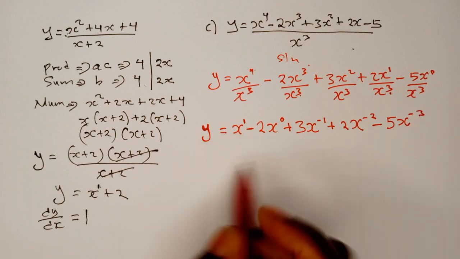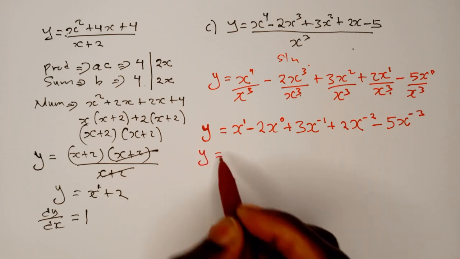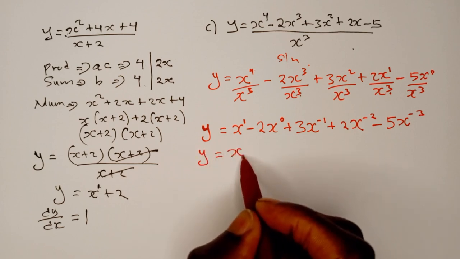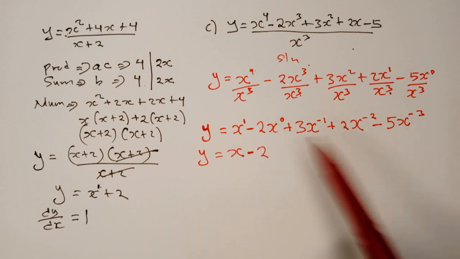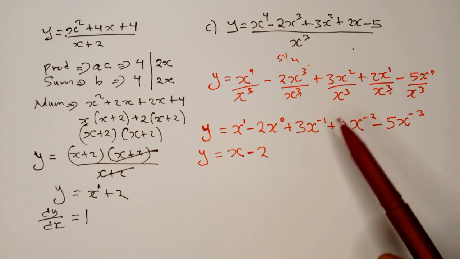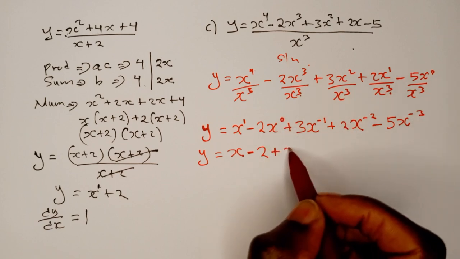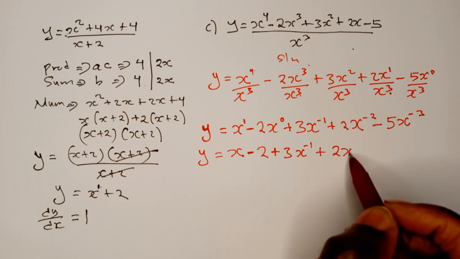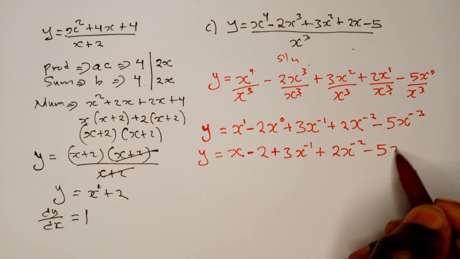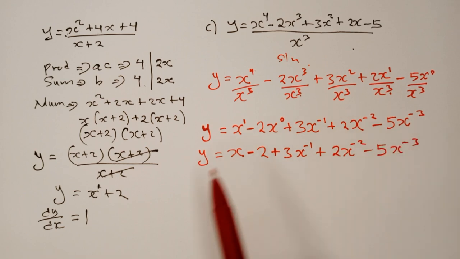So if I write it now in a proper way, you're going to have y is equal to x, that is our first one, then minus 2, because this is now x raised to 0, this is 1. Then here we're going to have plus 3x to the negative 1 plus 2x to the negative 2 minus 5x to the negative 3. Now, if it is in that format, it is easy for you to differentiate. So it is linear. Now it's easy for you to differentiate.